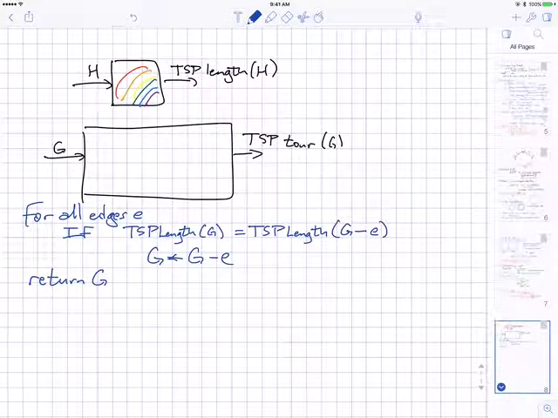Yeah, so if you were given a black box that just says, is there a Hamiltonian cycle? And then you want to construct a Hamiltonian cycle, you would do exactly the same thing. If throwing away the edge doesn't destroy the Hamiltonian cycle, fine, throw it away.